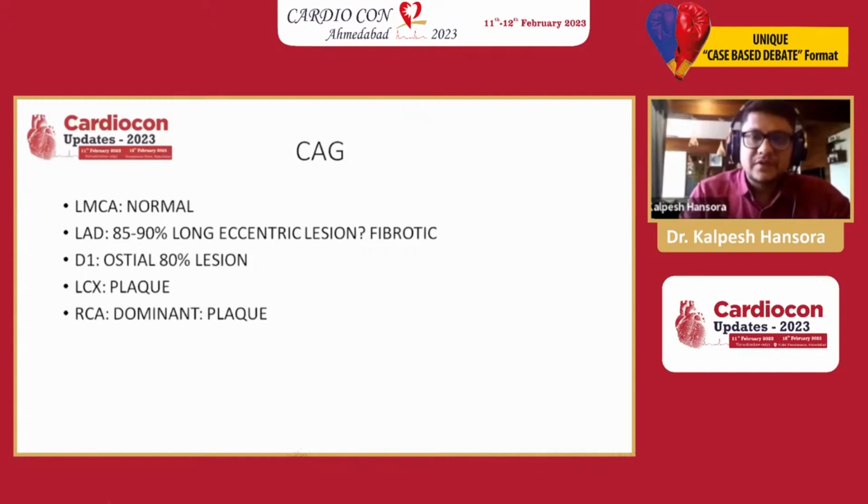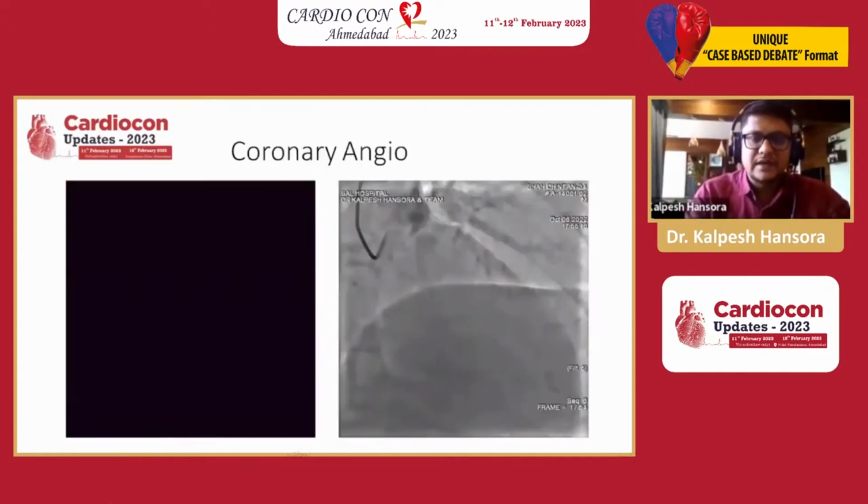We took him for CAG because of the classical angina and exertional chest pain, and we planned coronary angiography as he had a significant family history of CAD. The LMCA was normal, the LAD lesion was eccentric 80 to 95%, and there was an ostial 80% lesion in the diagonal. The rest of the vessels were normal.